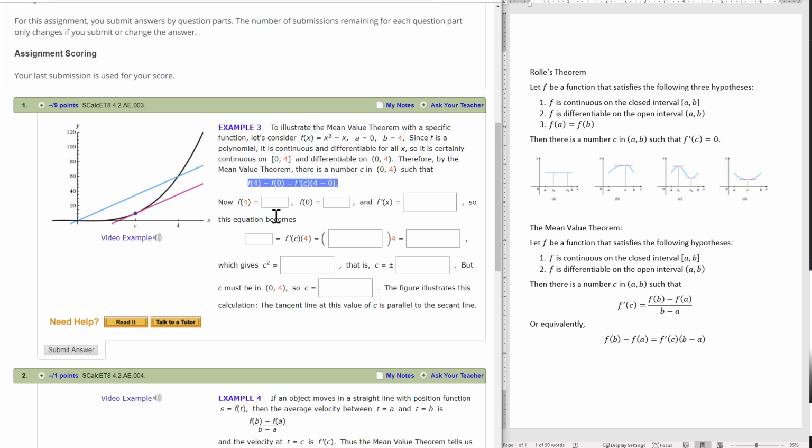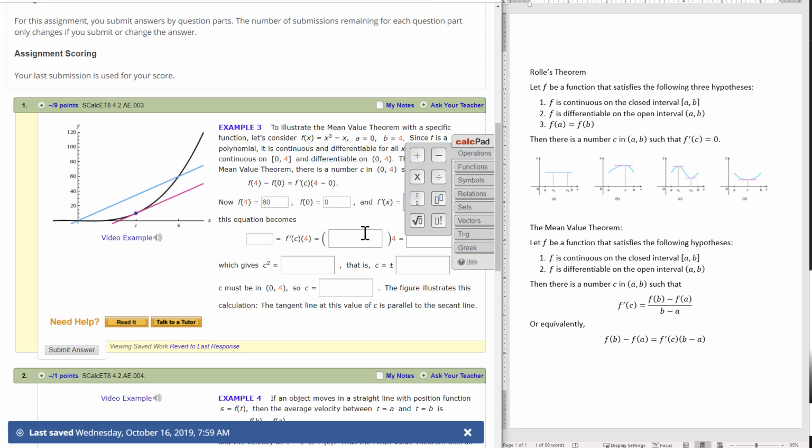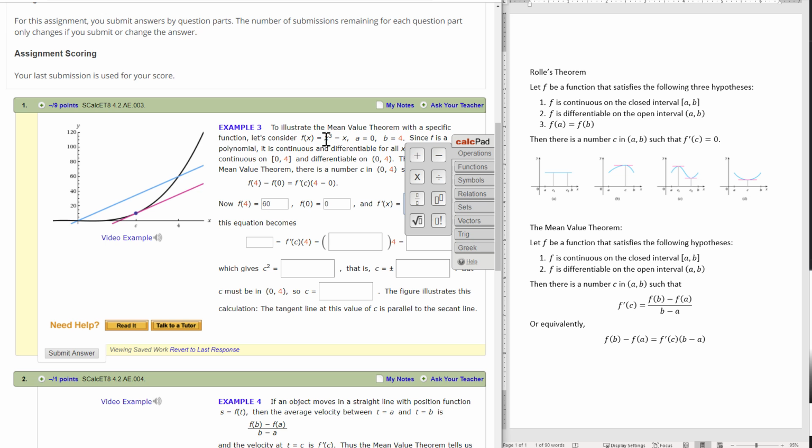So now we need to fill in some values. F of 4, we want to put 4 in here, so 4 cubed is 64, and then we have 64 minus 4, that's going to give us 60. F of 0, we put 0 in for x, and that's just going to be 0, and now we actually have to take the derivative. The derivative is going to be 3x squared minus 1.